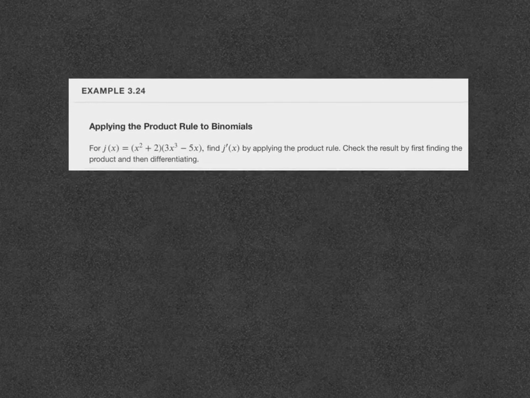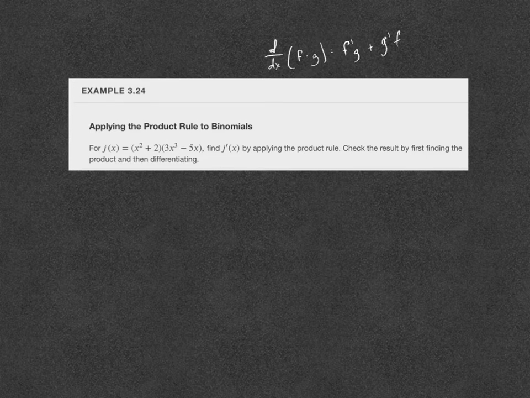I'm going to write down my shorthand for the product rule. If I have the derivative of f times g, this is just my little shorthand, that is equal to f prime g plus g prime f. Got a little messy there. There we go. F prime g plus g prime f.